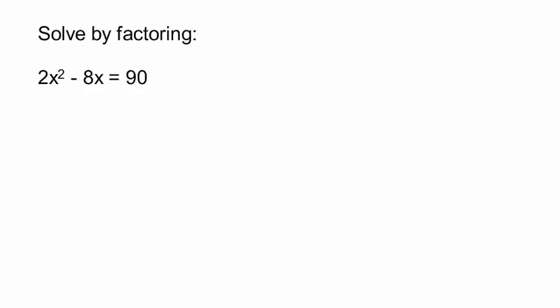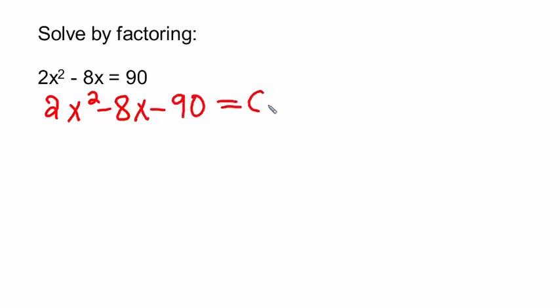All right, we have a quadratic equation that we need to solve by factoring. And honestly, the first step in any of these factoring problems is to make sure that you have one side equal to 0. We do not have that here, but it's pretty easy to make it that way. Just take away the 90 on both sides, and now you've got a quadratic on the left that's equal to 0. Now you're ready to factor.